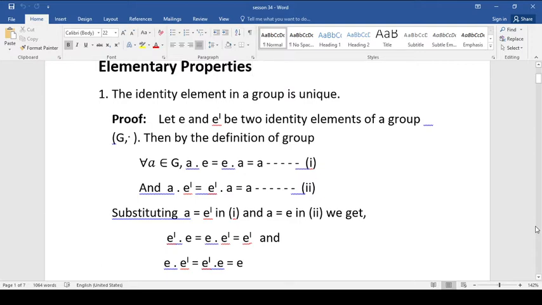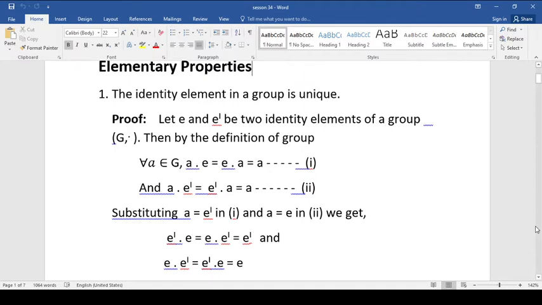So the proof follows like this. So here we are going to consider the two different identity elements. That is, we are going to consider that there are two identity elements, and we are going to prove that both the identity elements are equal. That means it implies that the group contains only one identity element, not the two. The proof is like this.